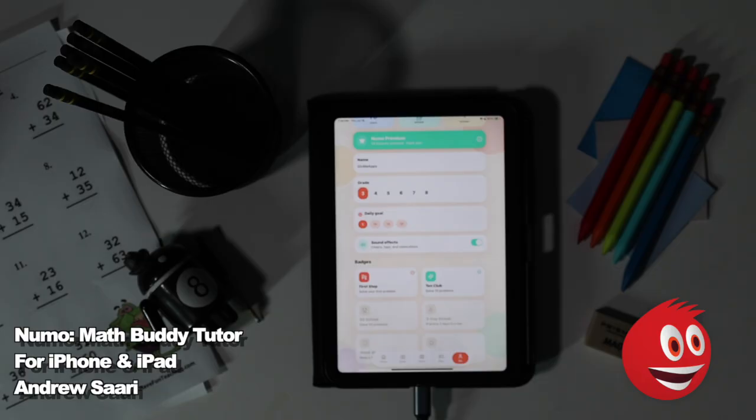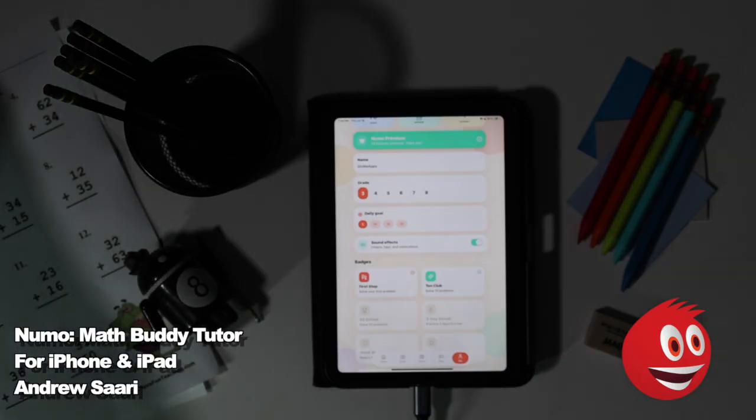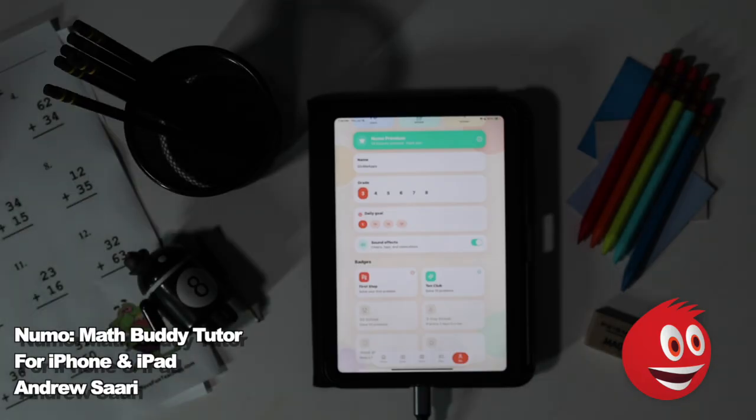Once again, this is Numo Math Tutor Buddy, by Andrew Sari. Do check it out. It is for iOS. Hopefully, it'll expand to Android at some point. We hope so. It's a great tool.